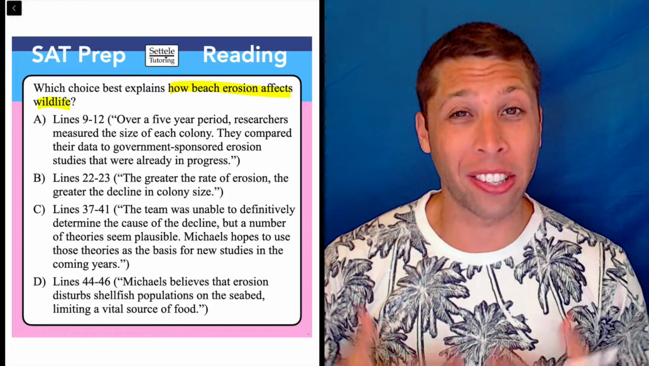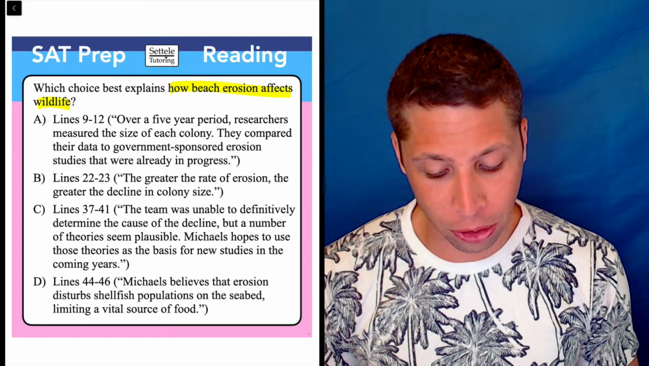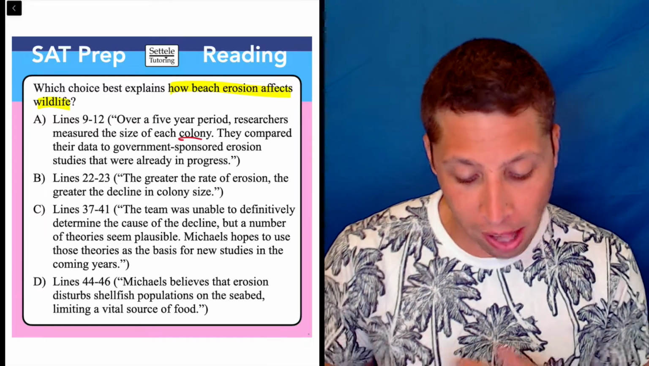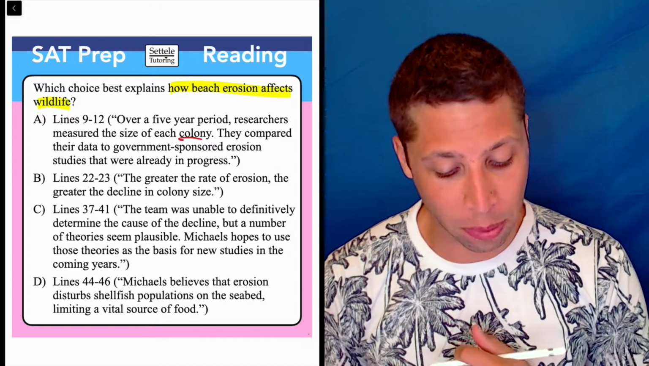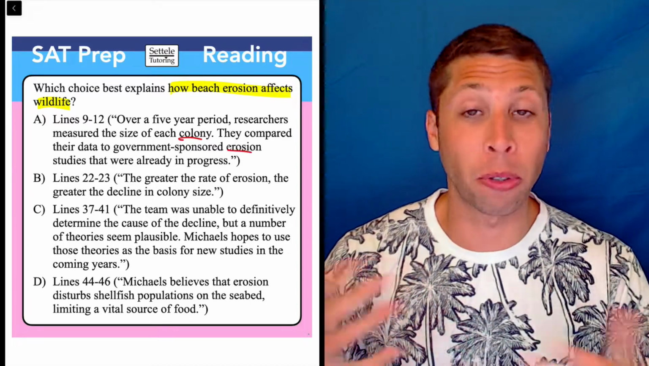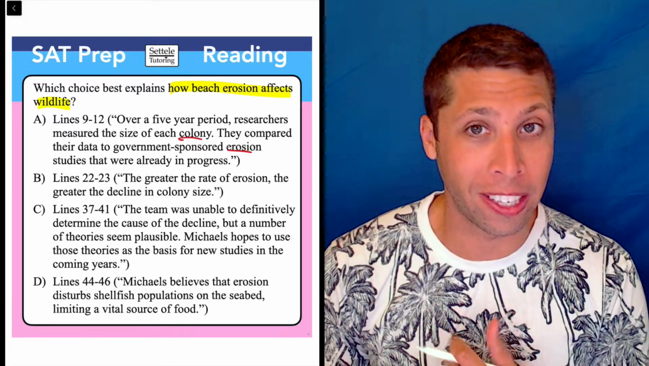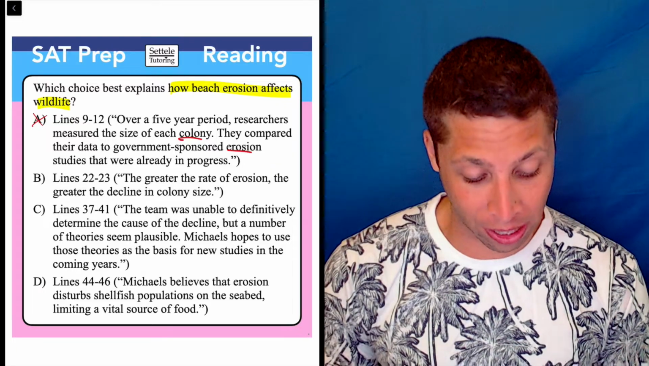So choice A is just kind of telling us that there was some sort of experiment. Over a 5-year period, researchers measured the size of each colony. Presumably it's a colony of birds or something. They compared their data to government-sponsored erosion studies that were already in progress. So it's telling us that there is some sort of study going on, probably measuring these things, but it doesn't make any sort of connection or talk about any effects, so that's not a good sign.